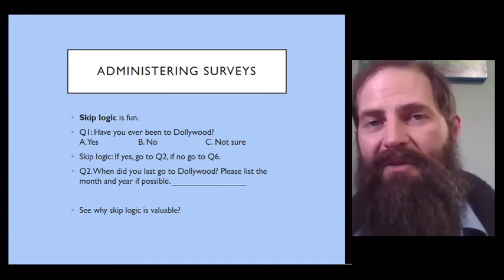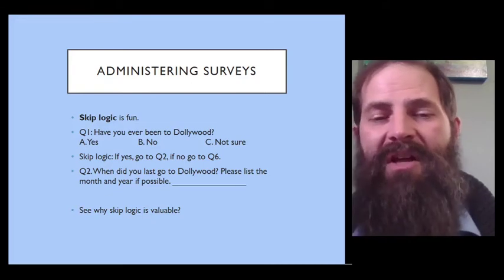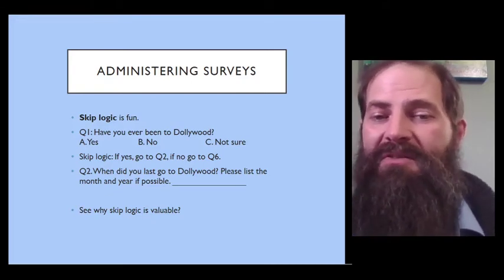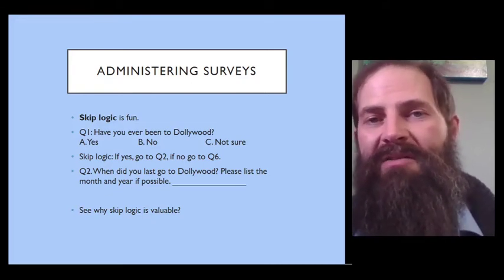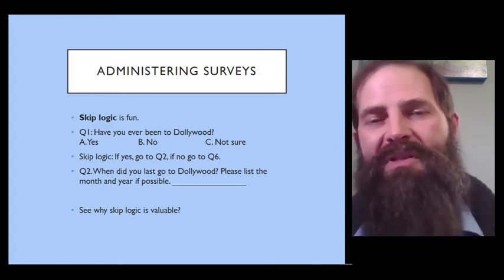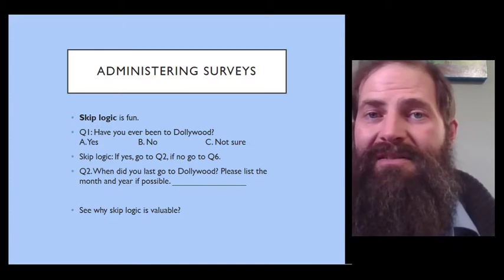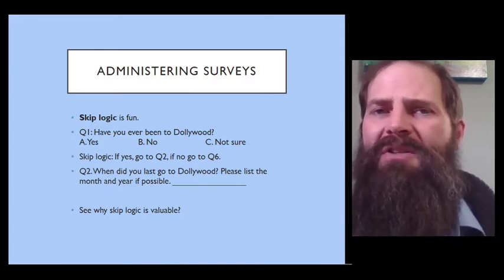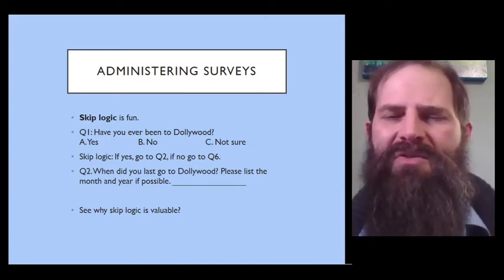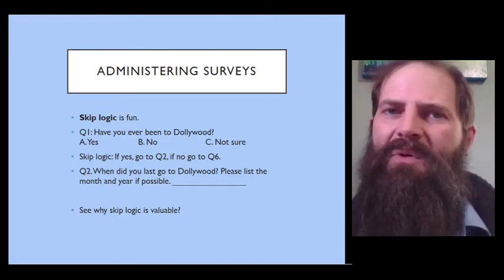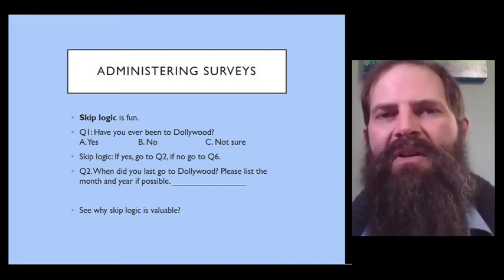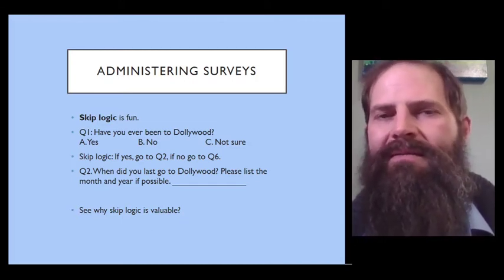Now, by the way, another way that you could have addressed this without a skip logic question, you could have said, when did you last go to Dollywood? Please list the month and year if possible. If you've never been to Dollywood, please put NA. So you're kind of building your skip question into the question. But do you see why we need to make sure our questions are measuring stuff like that and make sure that we're getting good responses? We want to make sure that people are taking this survey and can give us very true, honest answers.